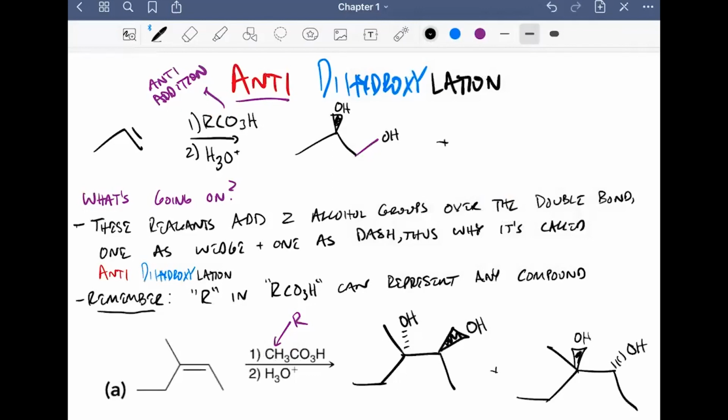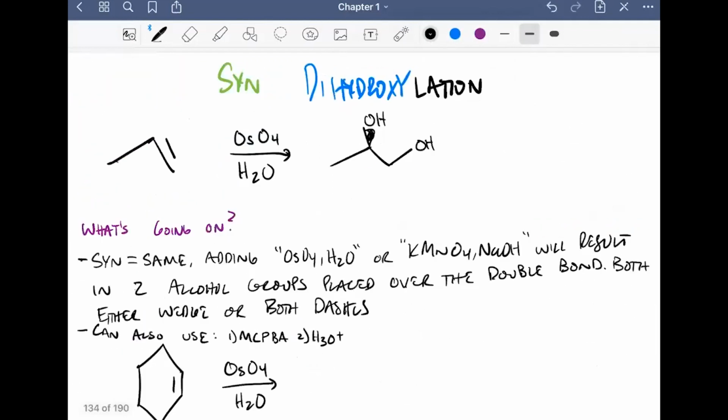And this one would be the same thing. You could have a dash here. All right. So instead of anti-addition, let's do syn-addition. Syn would be the same. So they would be the same stereochemistry. So if you have two dashes, if you have two wedges, they would be the same.